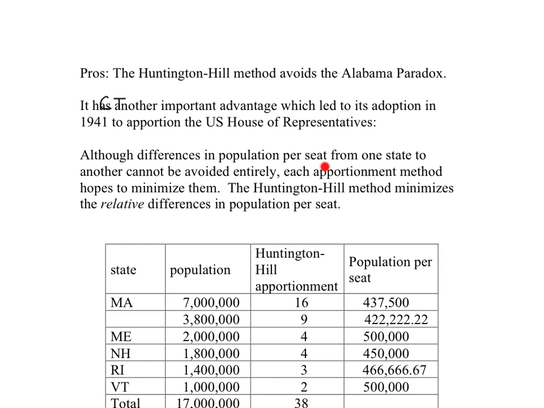Differences in population per seat from one state to another can't be avoided entirely. So we've seen in examples that sometimes you get one congressional district that's a little more crowded and another that's a little bit less crowded. That can't be avoided entirely. But each apportionment method does hope to minimize those disparities. The advantage of Huntington-Hill is that it minimizes the relative differences in population per seat. No other method does a better job of minimizing the relative differences in population per seat. So let me explain what relative differences means.